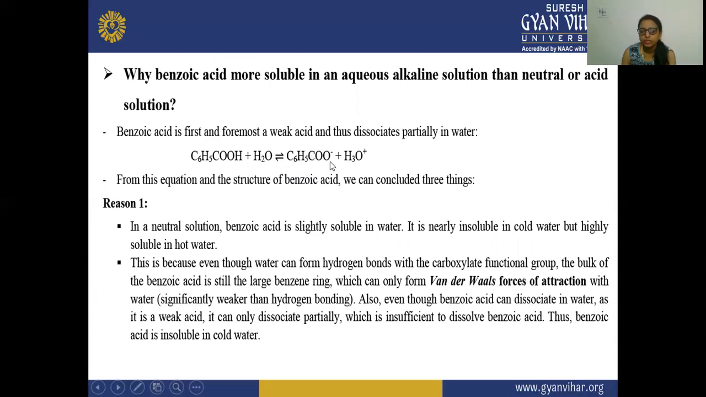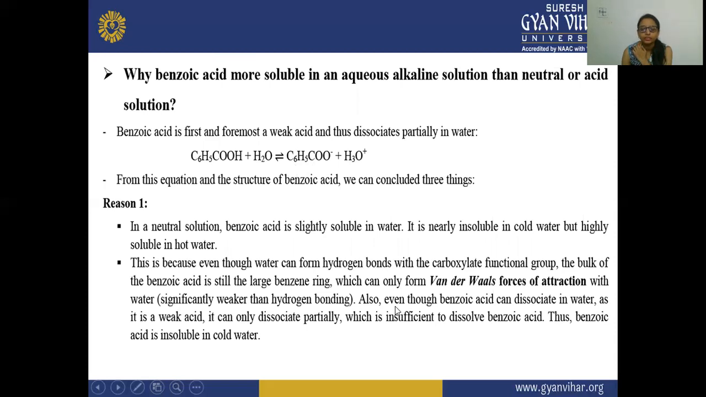So this carboxylate functional group forms hydrogen bonding with the water, but the major portion of the benzoic acid, this benzene ring, only forms van der Waals forces of attraction with water. So these are weaker bonds as compared to the hydrogen bond.